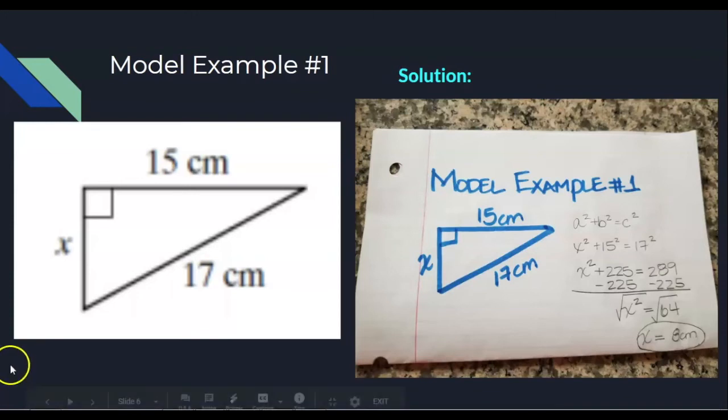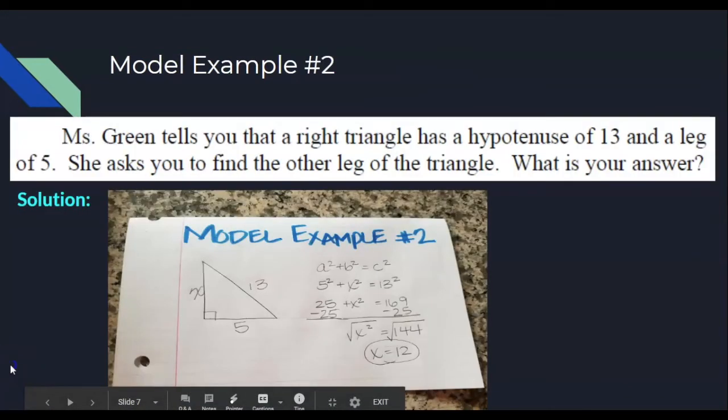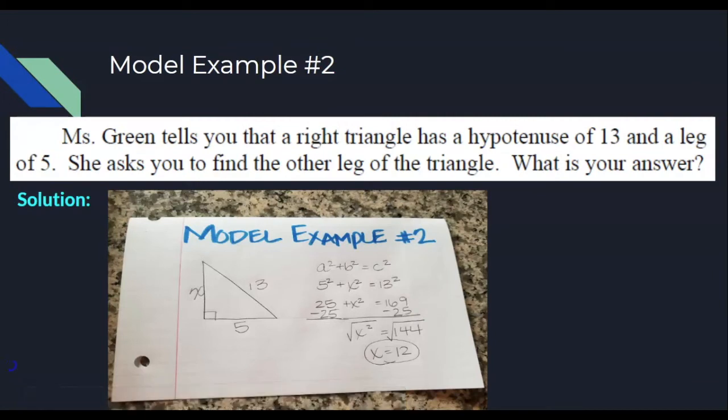Let's look at model example number 2. Model example number 2 is a word problem, so we must draw our own illustration. Ms. Green tells you that a right triangle has a hypotenuse of 13 and a leg of 5. She asks you to find the other leg of the triangle. Now, some people may be able to solve this without an illustration, but it's fine to draw one if you need one. So below I have a leg of 5 and 13 is my hypotenuse. So 5 can be either A or B, but 13 has to be C, the hypotenuse.